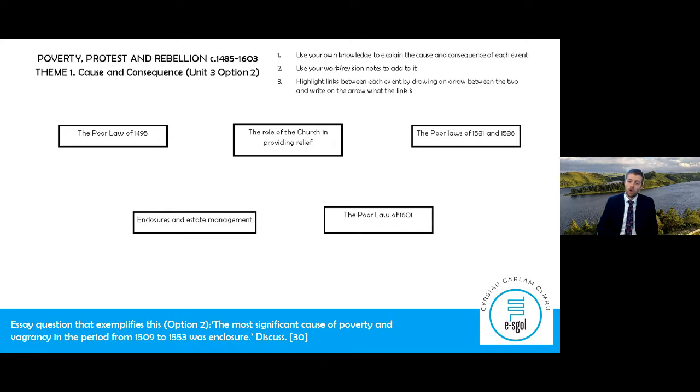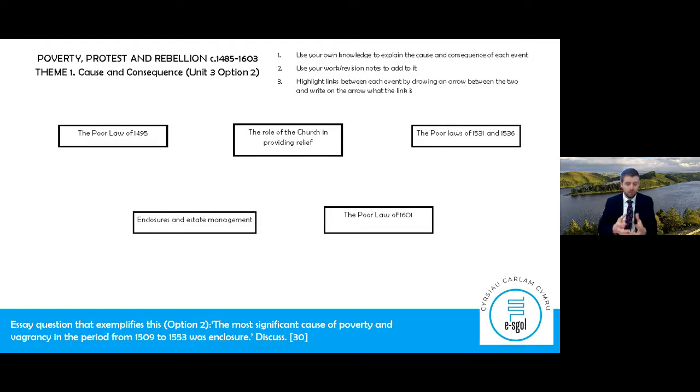Start then by using your knowledge, without looking at any notes, to expand and explain the cause and consequence of each of those. Then use your revision, the work you have done, to add to those explanations. But then, most crucially of all, highlight the links between each event by drawing an arrow between the two and writing on the arrow what the link is, or links, I should say, plural. And by doing that, you're seeing this as one big interconnected event. How do the poor laws of 1495 influence the addition of the poor laws in 1531 and 1536? Are there similar causes? Are there similar consequences of these laws?